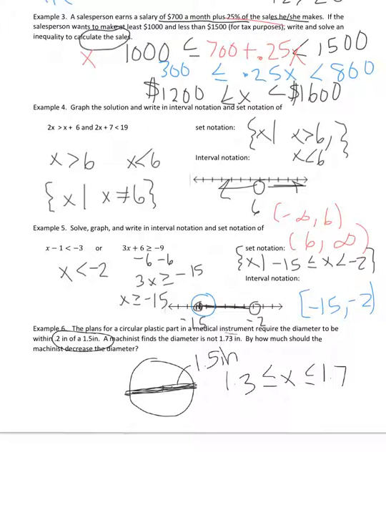So the machinist finds the diameter should read 1.73 inches. By how much should the machinist decrease the diameter? So we know that we need to be within these dimensions. So this means I need to decrease it by 0.03 inches.